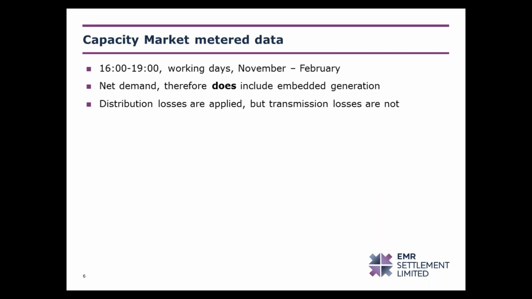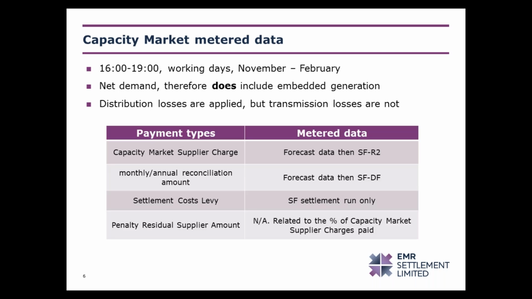So on to capacity market metered data. In working out how much to charge each supplier, the important period is 4 to 7 p.m. on working days in November to February. This is known as a period of high demand. During this period of high demand, it is a net volume that is used, which includes embedded generation and applied distribution losses.